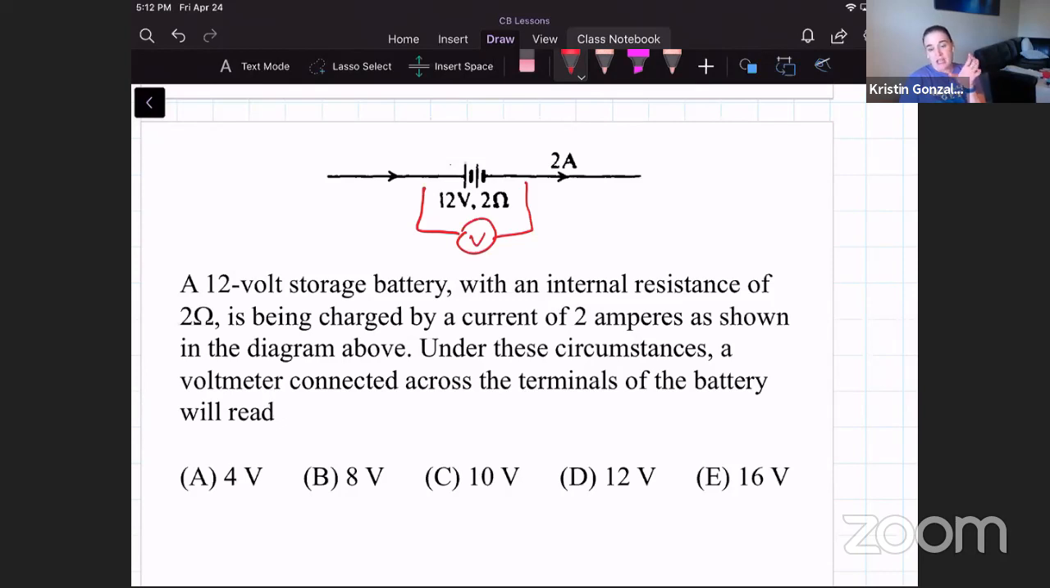But the minute I put that into a circuit and there's a current passing through, that voltage is going to change. What that reading is across the battery once it's in the circuit is what we call the terminal voltage. I like to call it the useful voltage, or what you're actually getting out of that battery when it's in the circuit. So we're looking for the terminal voltage.